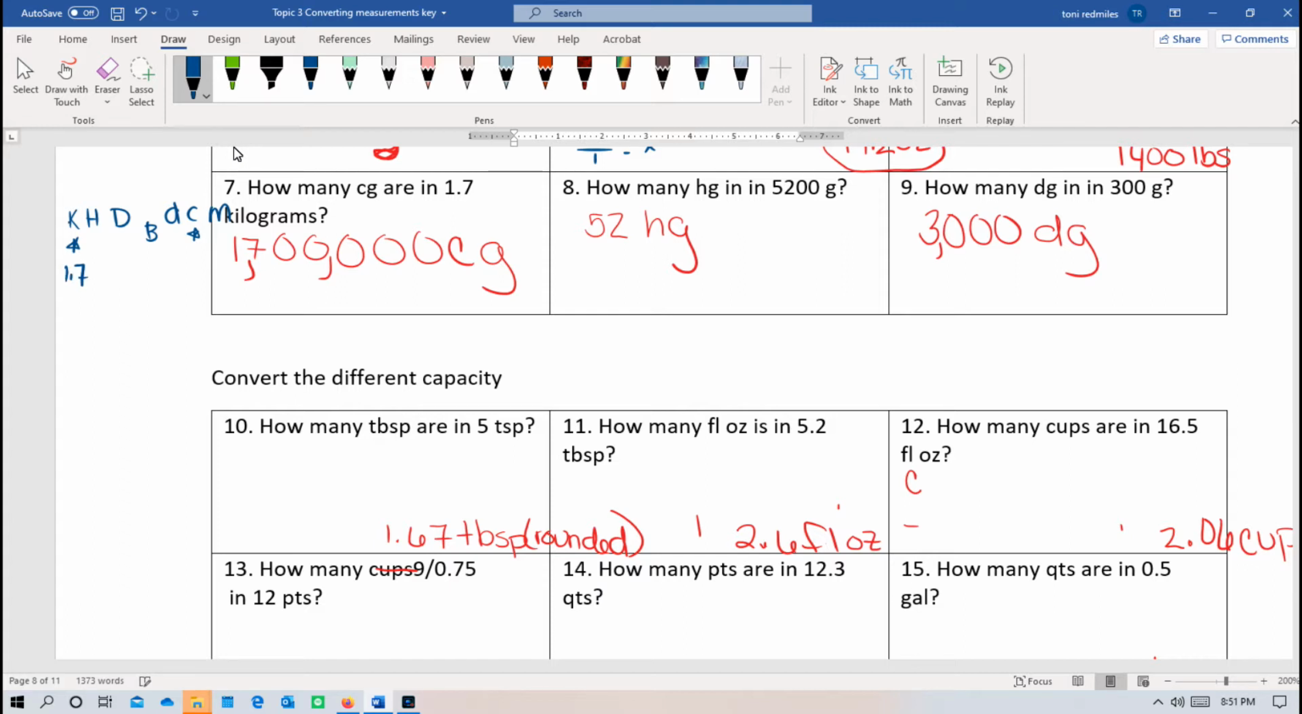So 1.7 kilograms. And I need to know how many centigrams that is. So I need to move that decimal 1, 2, 3, 4, 5 places to the right. So 1, 2, 3, 4, 5. Fill in 1, 2, 3, 4 zeros, which is almost what I have here. Let me make sure everything is correct. 1, 2, 3, 4, 5. Yep, there's one too many zeros. Probably started to write C and got confused.